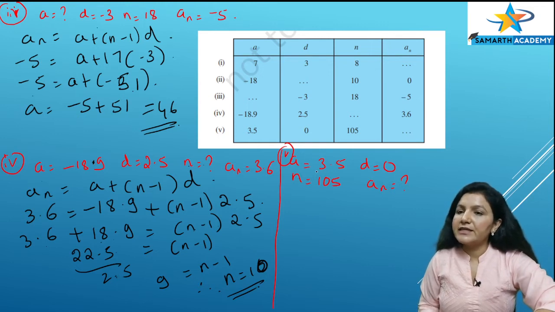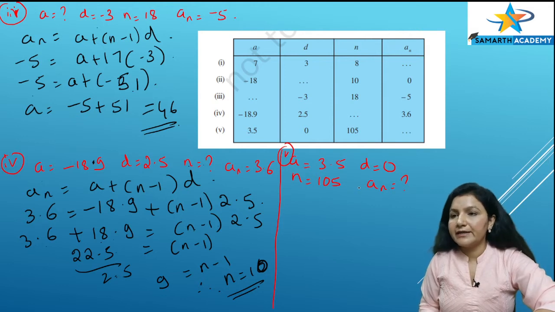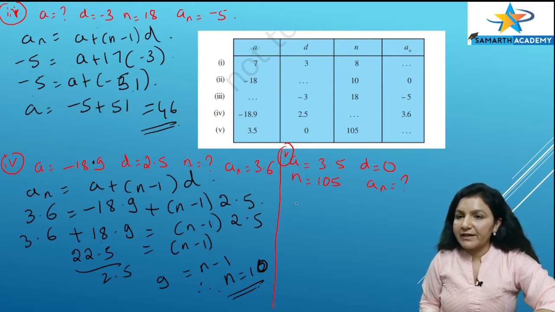Question 5. A is equal to 3.5, D is equal to 0, n is equal to 105, AN is asked. So for finding the nth term, we'll start with writing the formula.